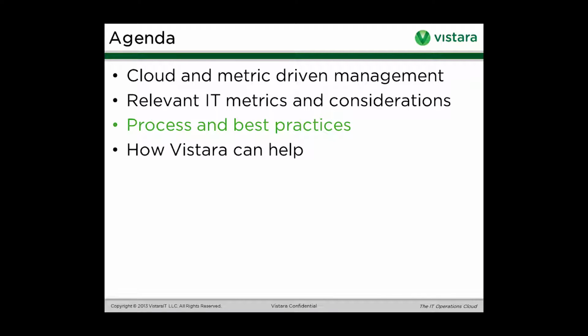So what I'm going to do here is hand it over to Eric. Eric is going to now talk about how you apply these metrics from a process standpoint, from a best practice standpoint, in optimizing your service delivery.